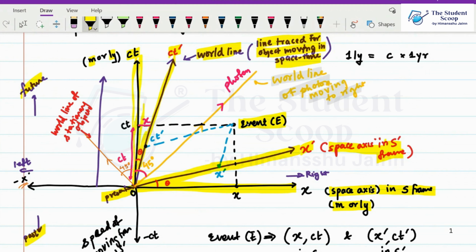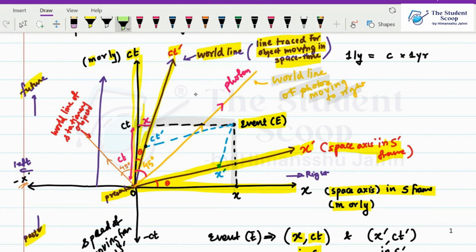So rule number one is that an event usually represents a space and a time coordinate. In the S frame, if I want to find the space coordinate, what we usually do is take a line and draw a line parallel to the space axis. Sorry, time axis. To get the space coordinate, we draw a line parallel to the time axis. Similarly, if I want to get the time coordinate, I will draw a line parallel to the space axis in the S frame.